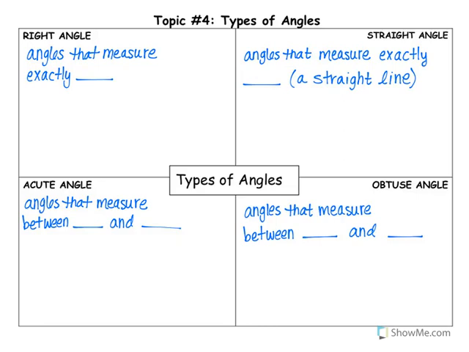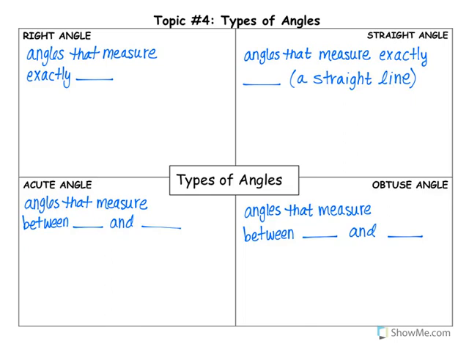Topic number 4, and I think that you guys are going to feel really great about this day because a lot of it should sound familiar to things that you've done in previous years at school. The 4 types of angles that we're going to talk about today are right angles, straight angles, acute angles, and obtuse angles. My guess is that straight angles is the only one that's maybe not completely familiar, but don't worry, we'll talk about it today.